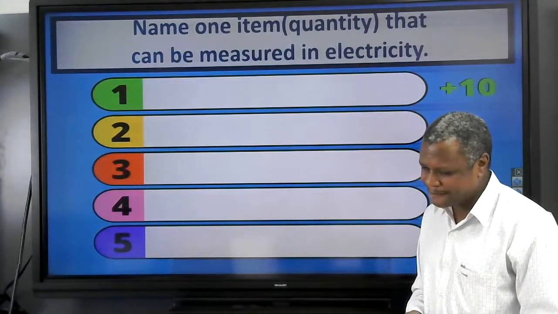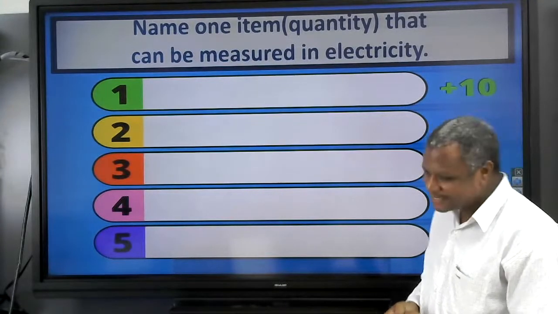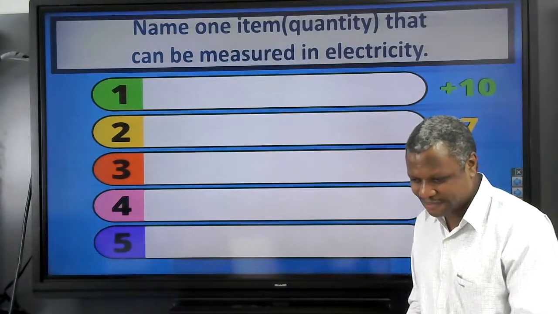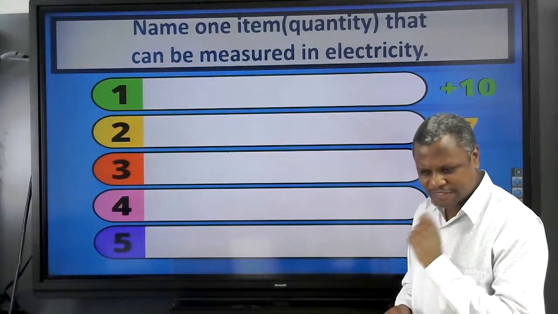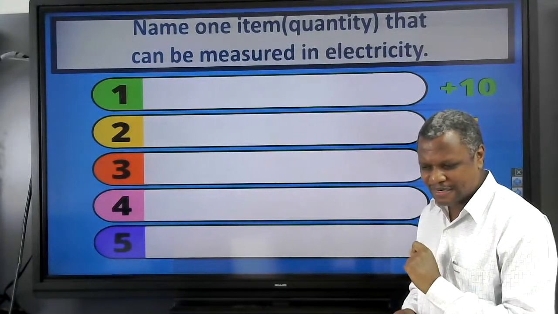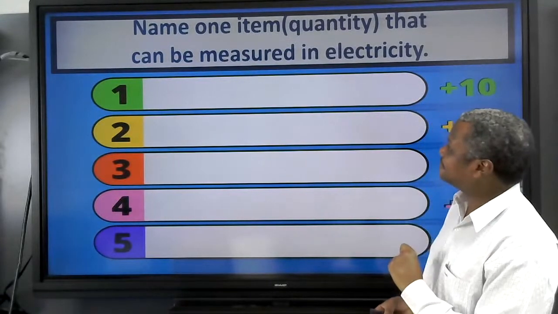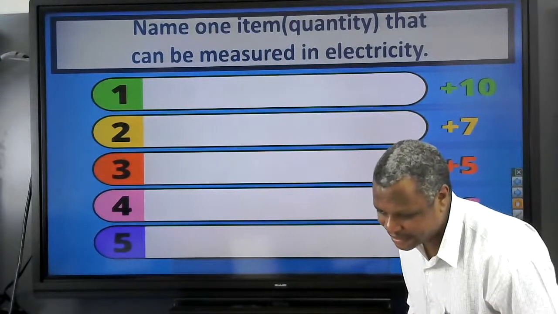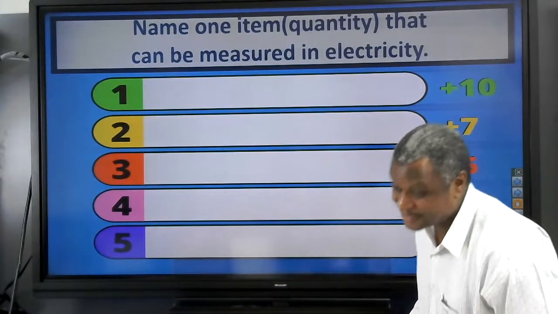Galvanometer. What does a galvanometer measure? Voltmeter, room 8, number 1, is an instrument. A quantity. Okay, correct. Current. This is number 8, 3, room 8, current. That is correct.